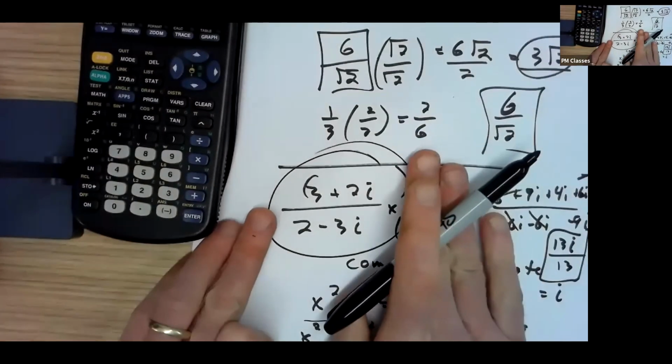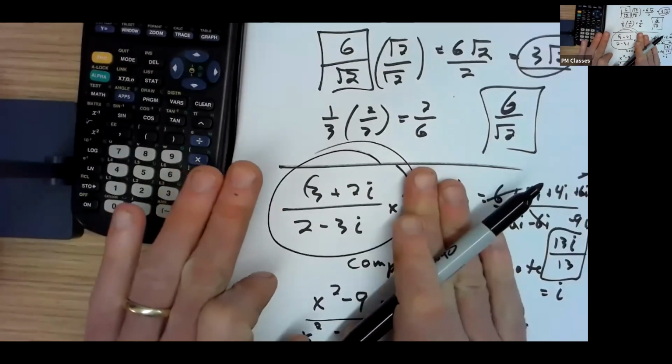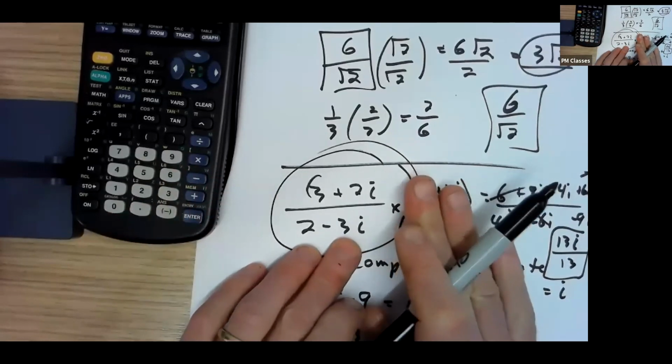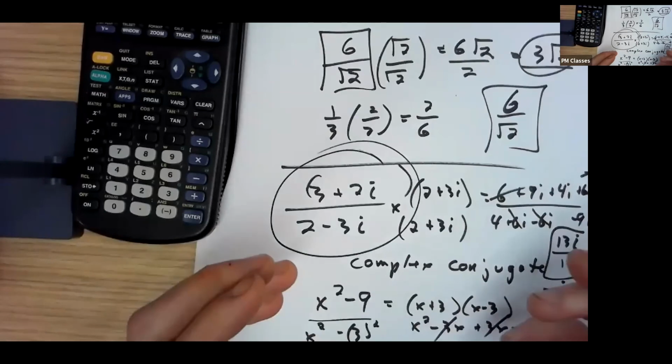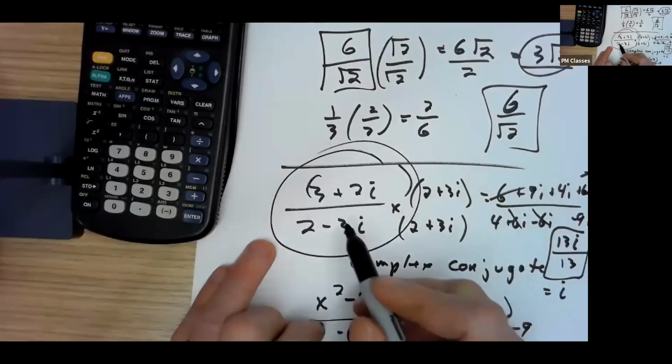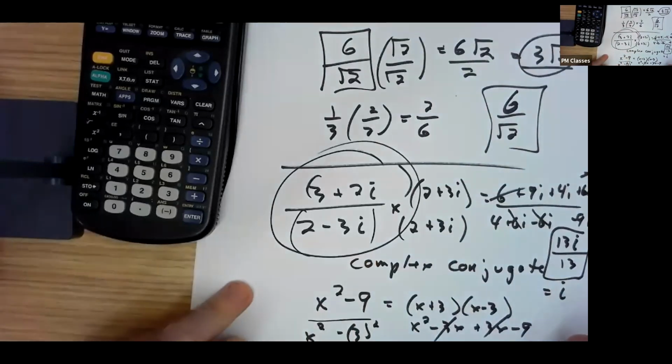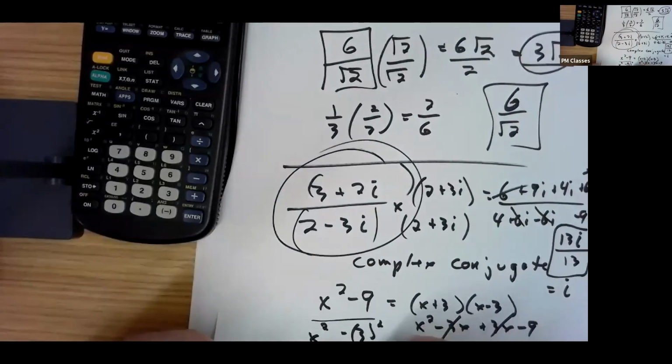When you have, again, a fraction with an i in the denominator, we clean it up, we rationalize it, by multiplying by what's called the complex conjugate.